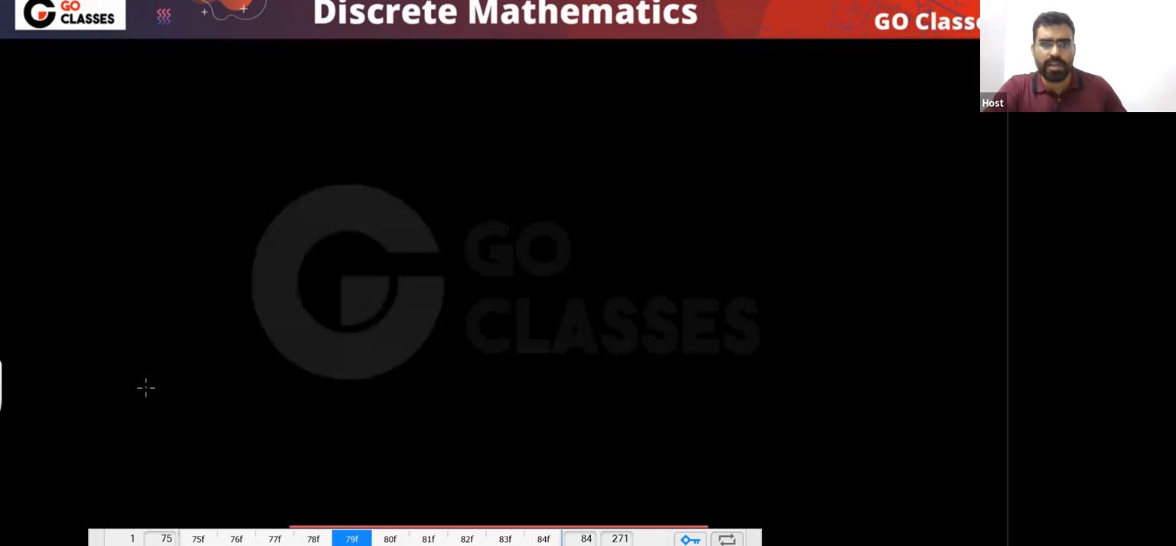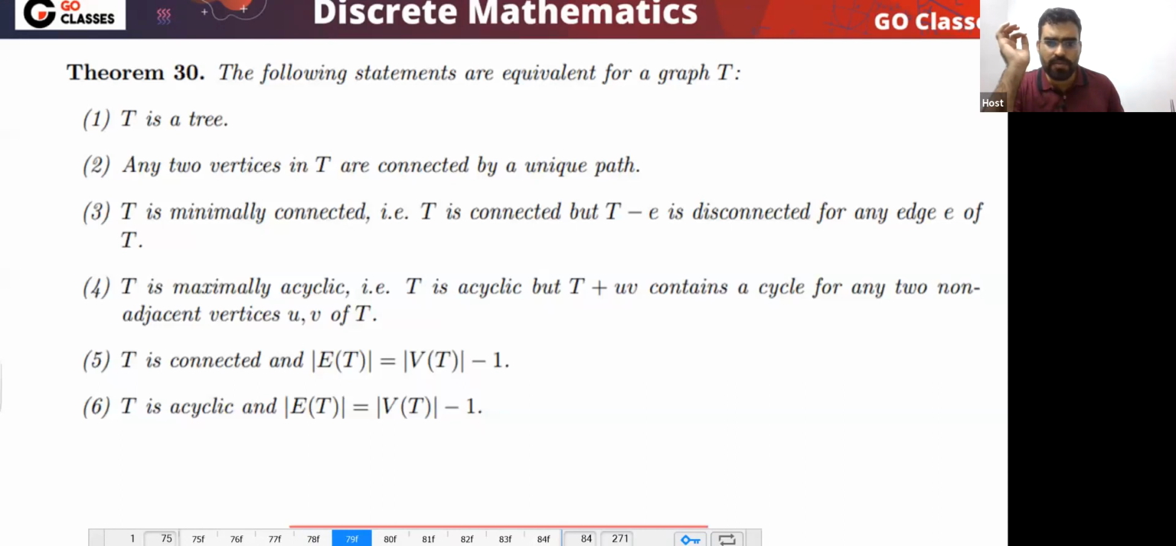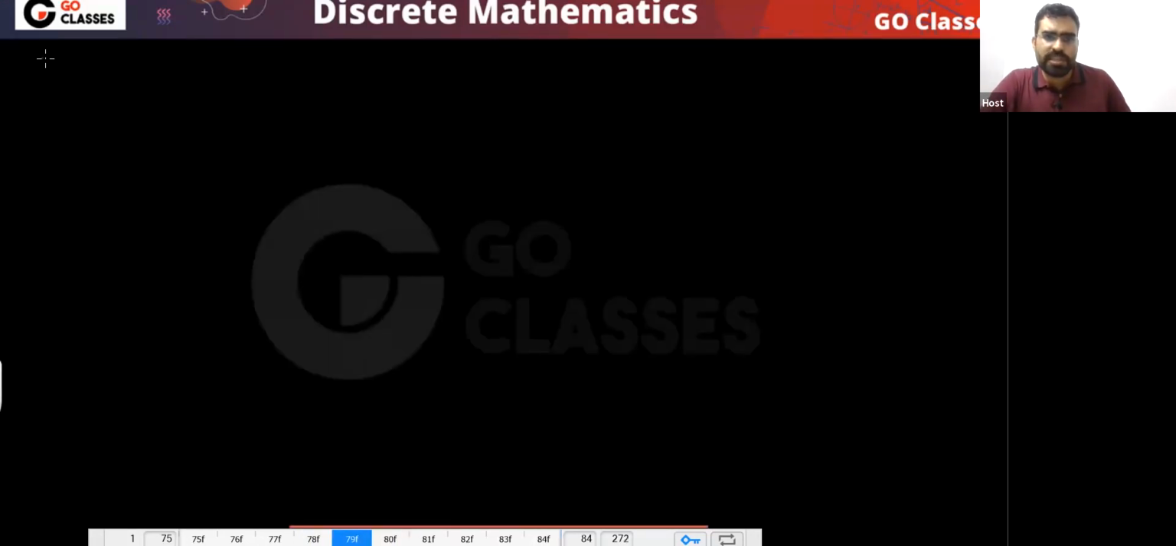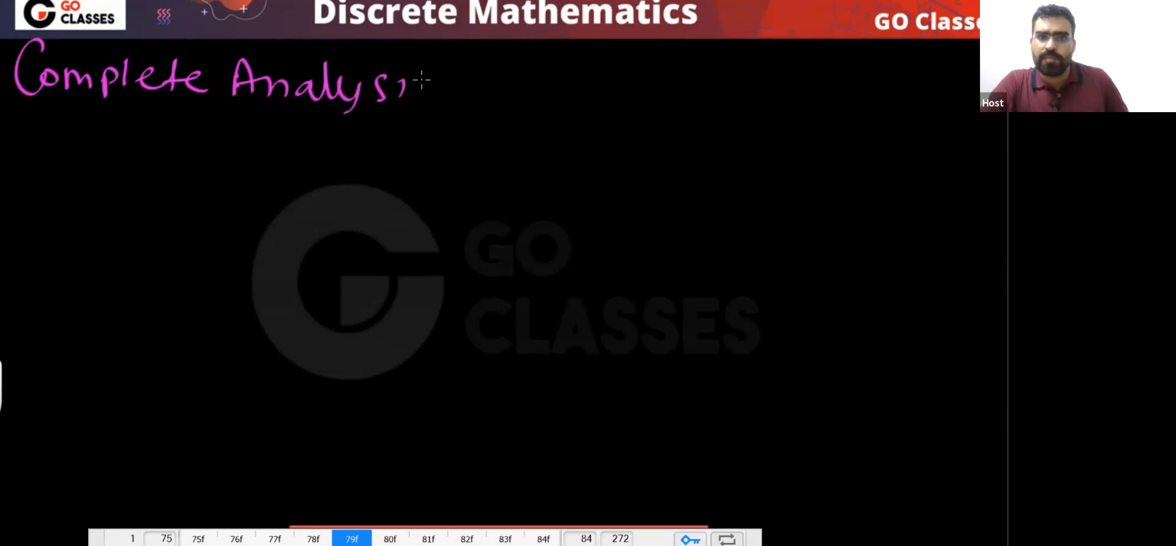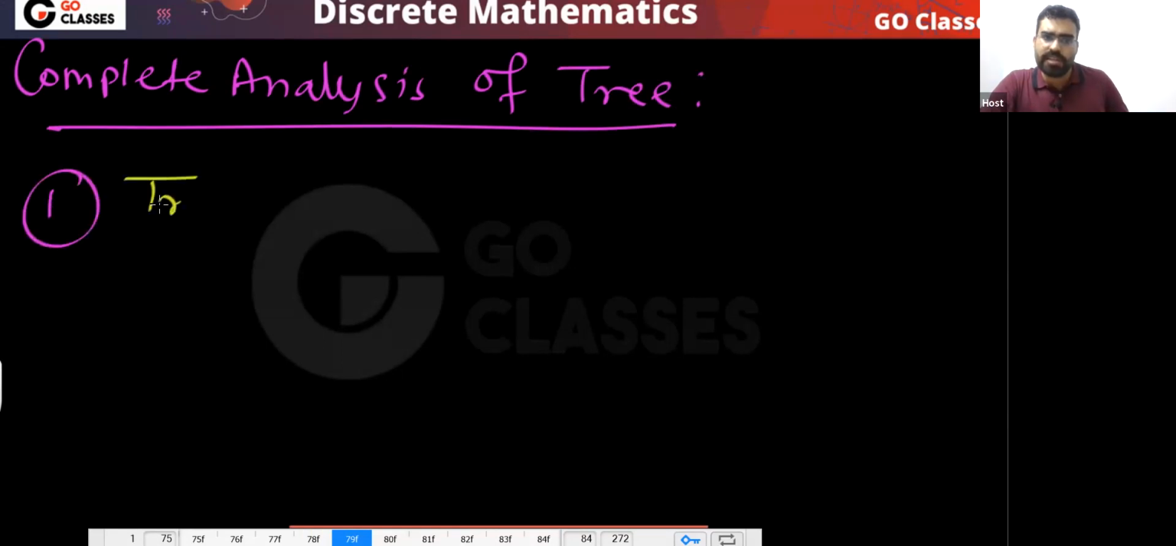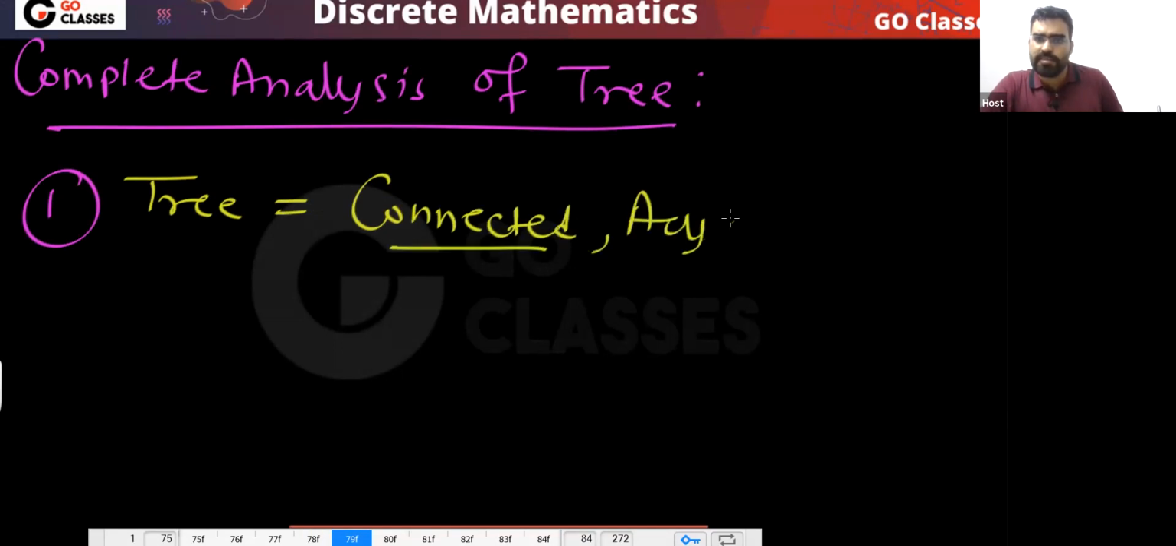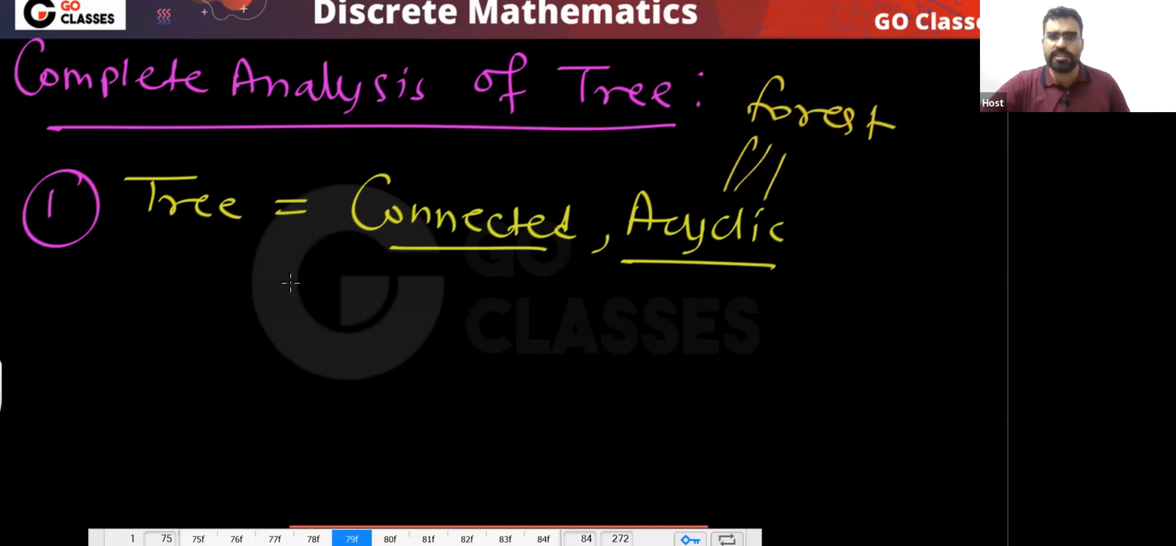Example of forest. Now a few very important things. Complete analysis of tree now we will do, and this is important. The first thing: tree means connected. It should be connected and it should be acyclic. These two things must hold, because acyclic means forest. So a connected forest is basically a tree. Tree is undirected. So a connected acyclic undirected graph is your tree.